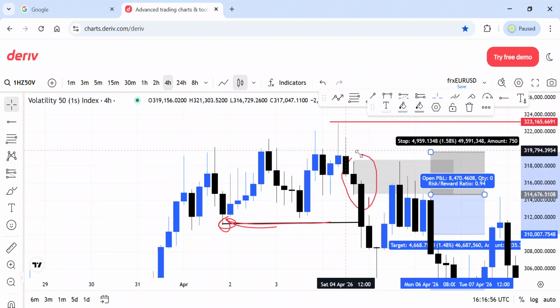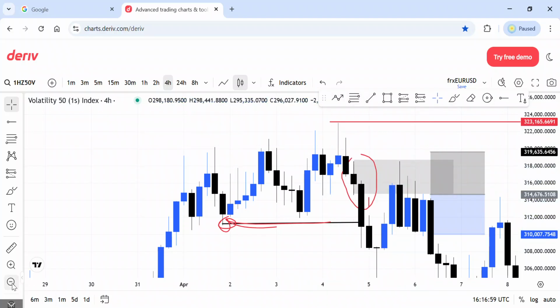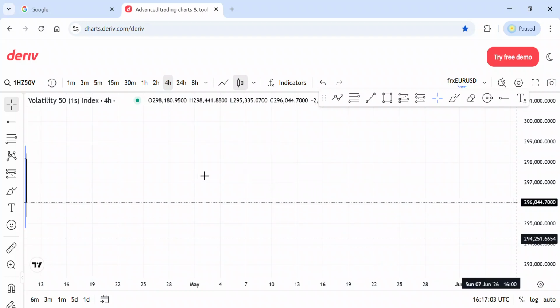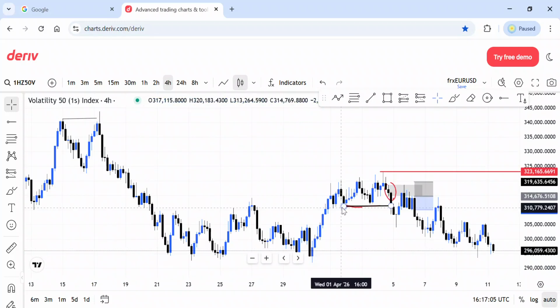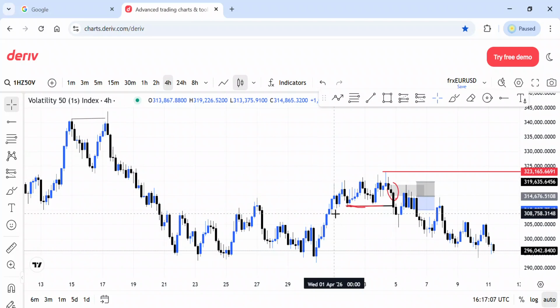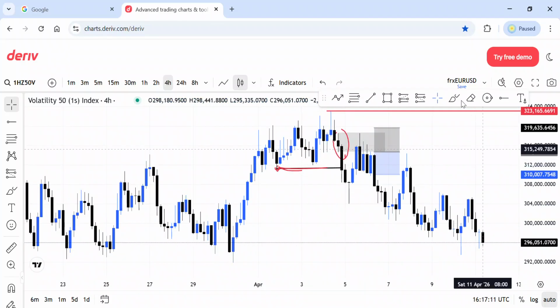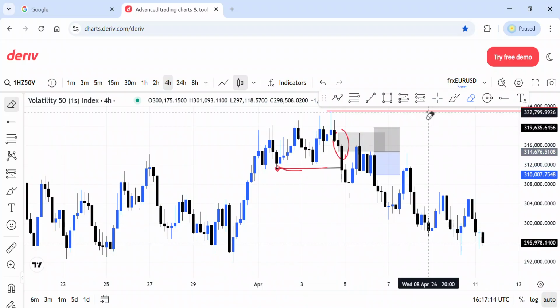Okay, so that is just how to mark an order block. I hope you guys can get this video right. Let's check for another example. Okay, I think we still have another bearish example here.